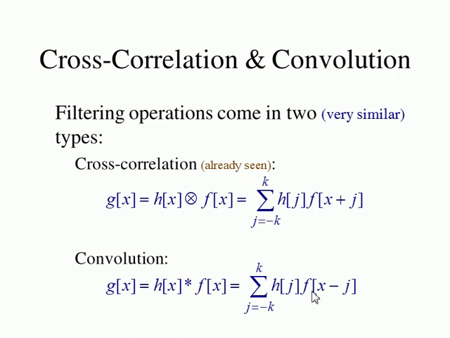The operation of cross correlation is represented by the cross with the circle, and the operation of convolution is represented by the asterisk. These are not straight multiplications.